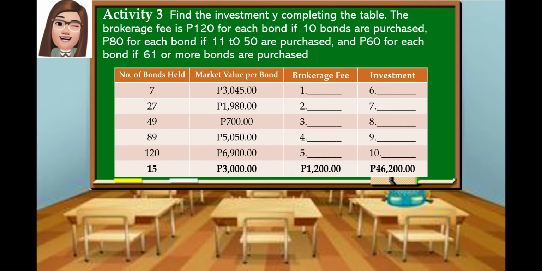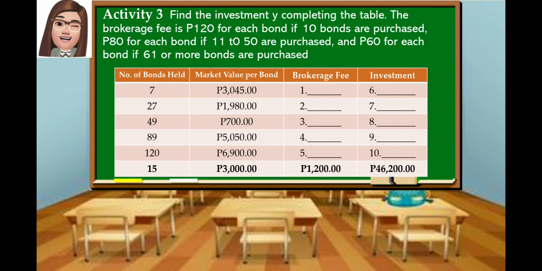And for activity 4, find the investment by completing the table. The brokerage fee is 120 pesos for each bond if 10 bonds are purchased, 80 pesos for each bond if 11 to 50 are purchased, and 60 pesos for each bond if 61 or more bonds are purchased. So from number 1 to 5 is the brokerage fee. For 6 to 10, we have the investment.